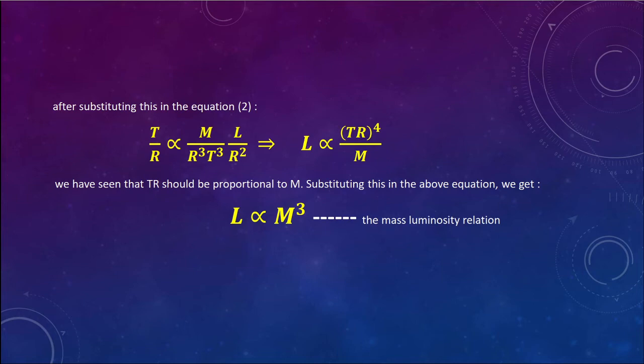So going on, we substitute this value in equation number 2, then we get that luminosity L is directly proportional to ER whole to the power 4 divided by M. Again, if we substitute, ER is directly proportional to M, and so from this we get M to the power 4 by M. So luminosity is directly proportional to mass to the power 3. This is how luminosity is related to mass. So by this, the first part is completed, and I hand it over to Achyut. Thank you.